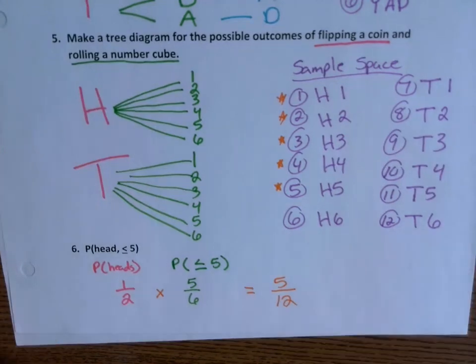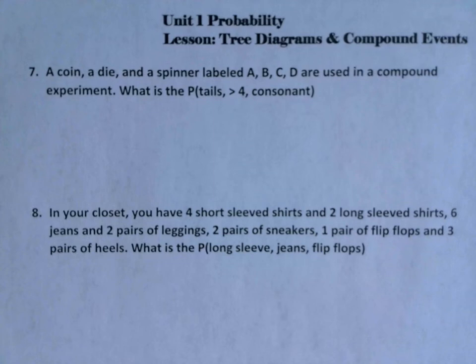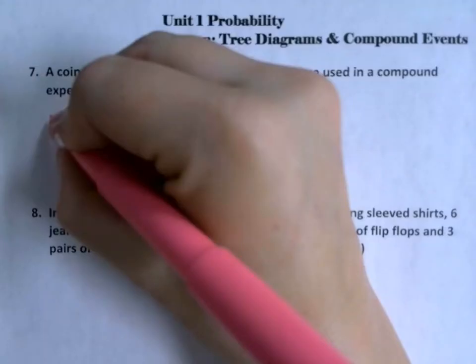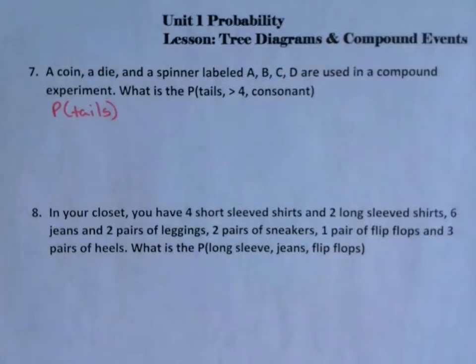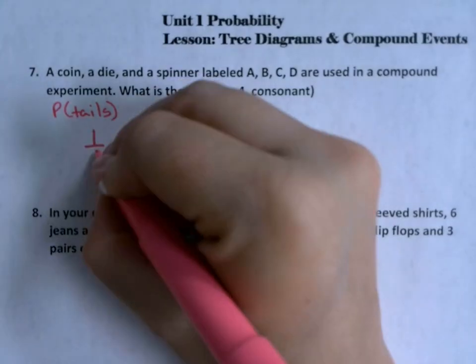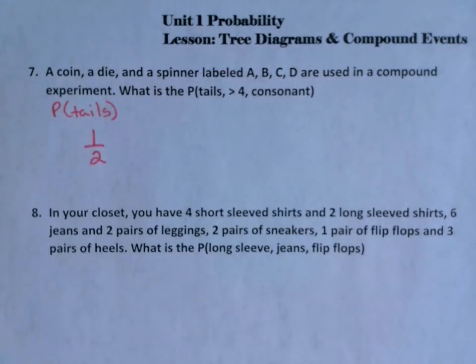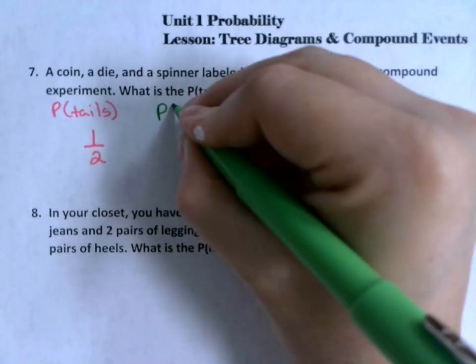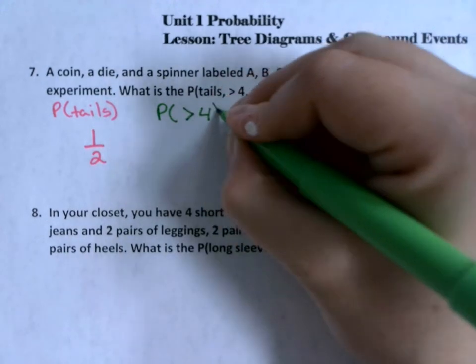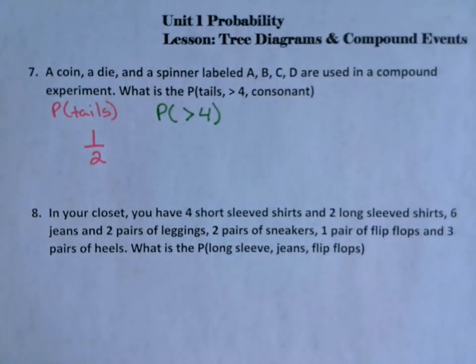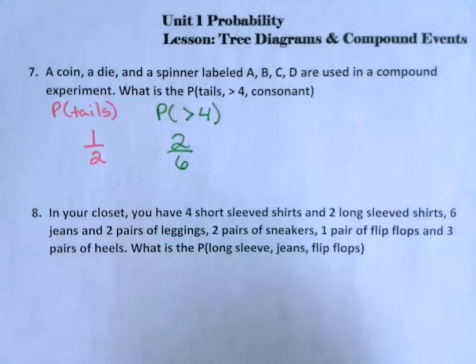All right, let's take a look. Here, we want the probability that our coin is going to land on tails. What's the probability of tails, guys? 1/2. The probability that a coin is going to flip and land on tails is 1/2. Then we're going to look at the probability that we're going to roll a number cube or a die, and it's going to land on a value greater than 4. 2 over 6, or 1/3 if you simplified it, but you don't have to simplify it yet. You simplify at the end if you need to.